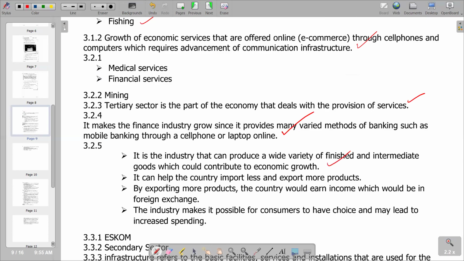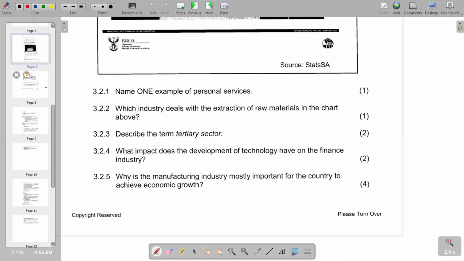Then our second point, it can help the country import less and export more goods. Then by exporting more products, the country would earn income which would be in foreign exchange. So those are some of the positives. Then the industry makes it possible for consumers to have choice and may lead to increased spending. Then I will move on to the next part of our question, which is now 3.3.